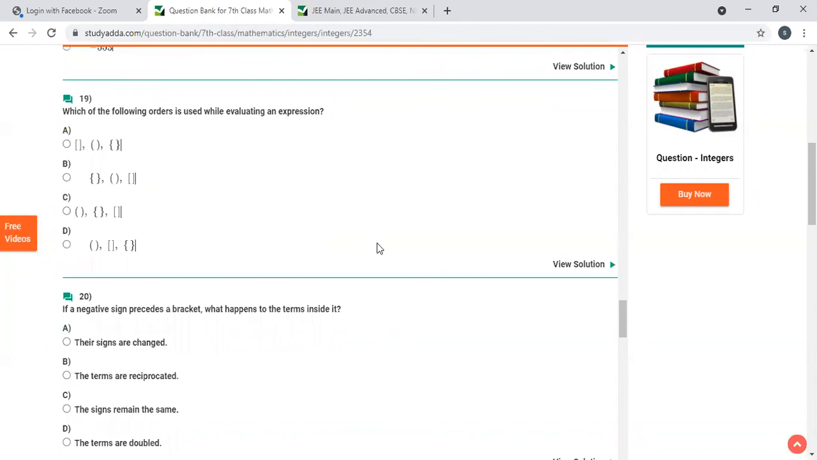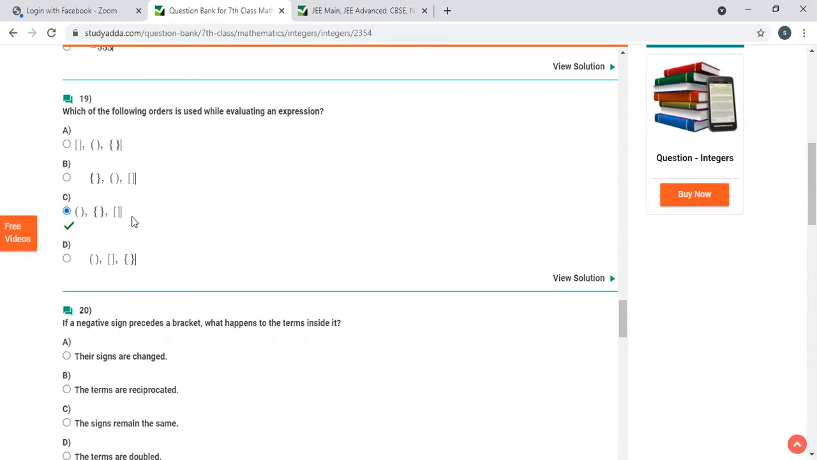What is the order of the bracket? How many brackets do we have? We have 3 types of bracket: small bracket, square bracket, curly bracket. Can you tell me the order? Which is the correct order? Small bracket, curly bracket, then square bracket. This is the correct order.